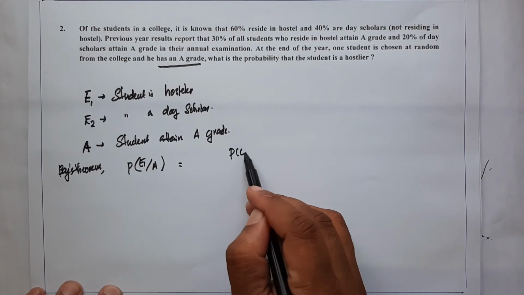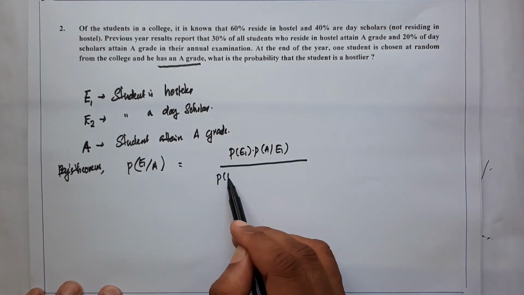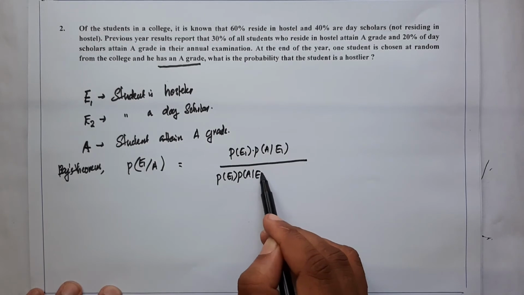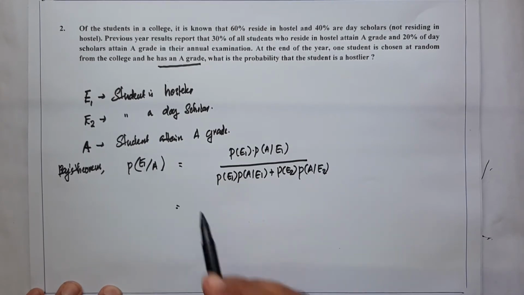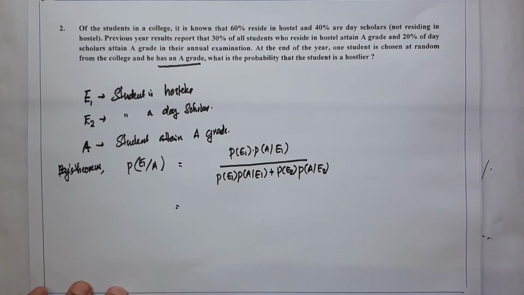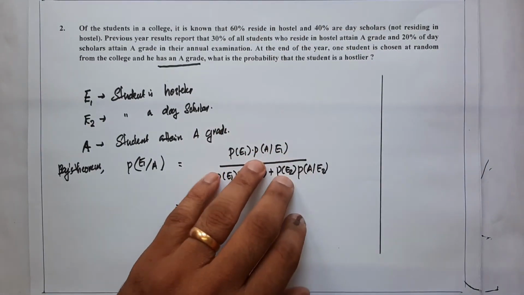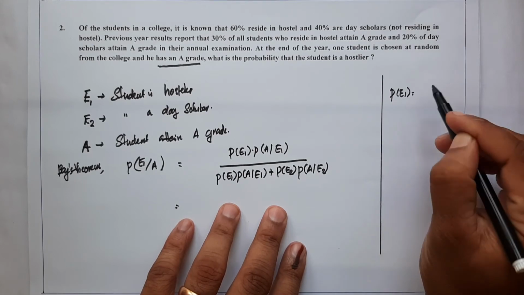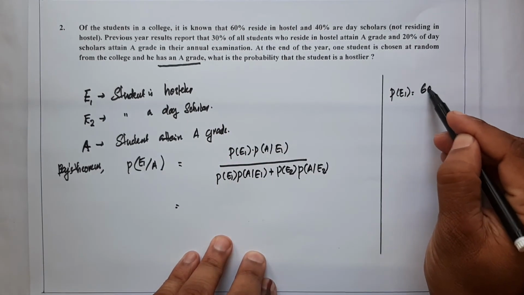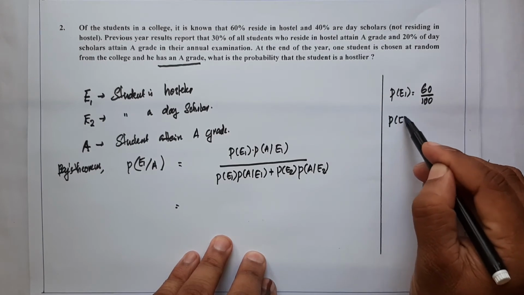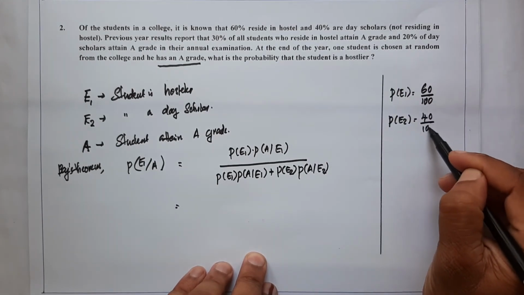Using definition, P of E1 into P of A given E1, the whole divided by P of E1 into P of A given E1 plus P of E2 into P of A given E2, because there exists two partitions. Now we find P of E1 and P of E2, P of A given E1 and P of A given E2. Okay. Here what is P of E1? P of E1 means probability selecting the student is a hostler. You already given reside in a hostel 60%, that is 60 divided by 100. Then P of E2, that is student is not a hostler, that is a day scholar, that is 40% students are day scholar, that is 40 divided by 100 is already given.